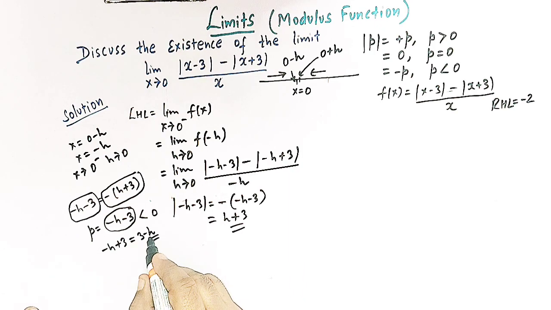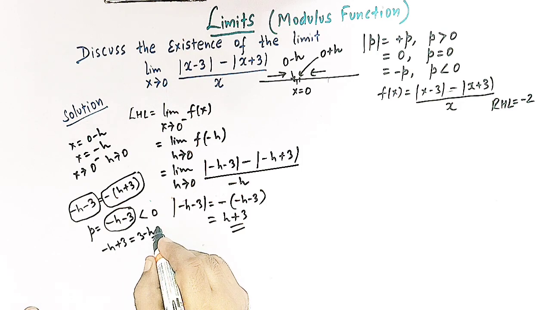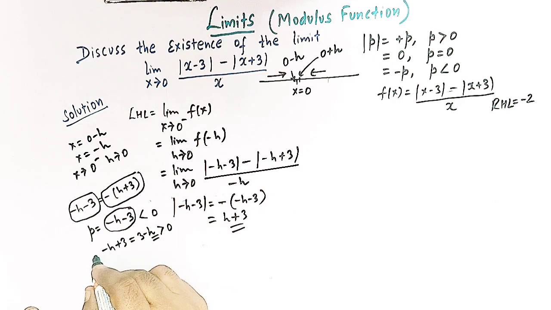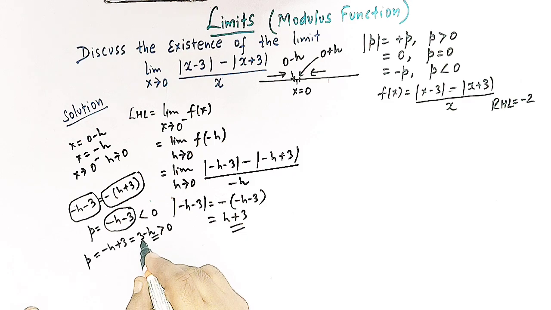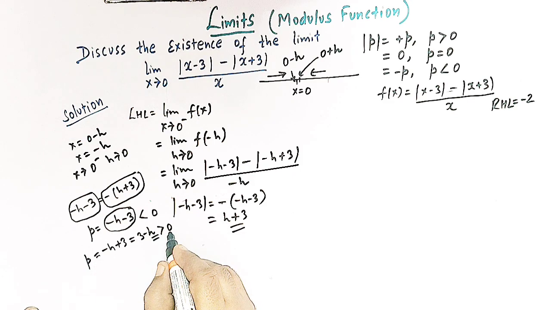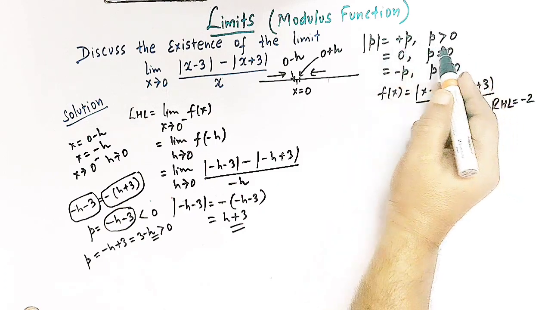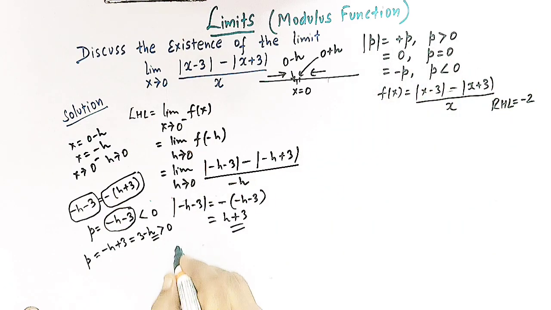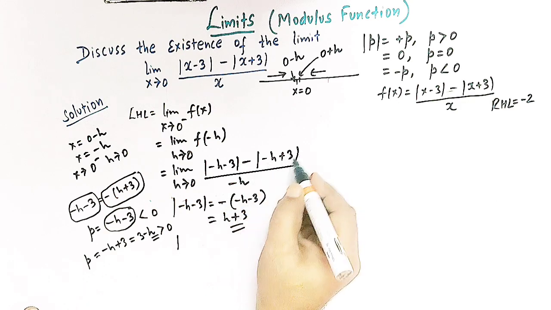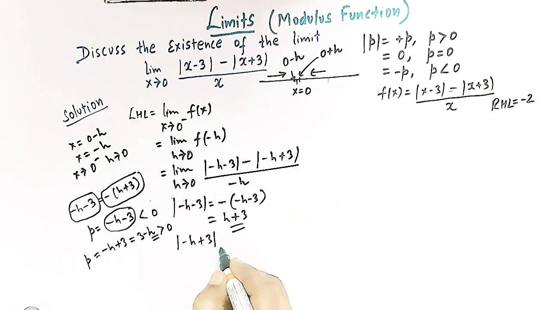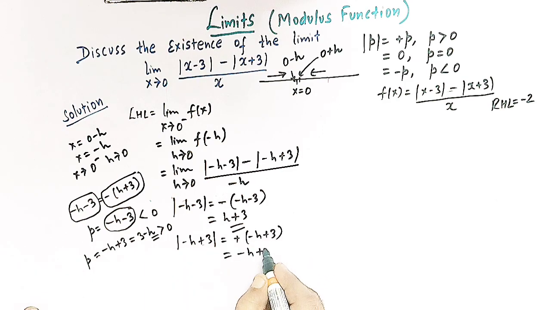Now see, h lies between 0 and 1, so this difference 3 minus h must be greater than 0. So if we take p as minus h plus 3 or 3 minus h, then p is greater than 0. So now we have to take mod of p equal to positive p when p is greater than 0. So in this case, mod of minus h plus 3 can be written as positive minus h plus 3, which is simply minus h plus 3.